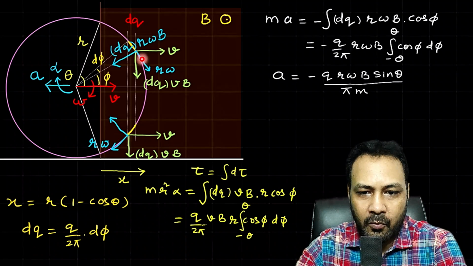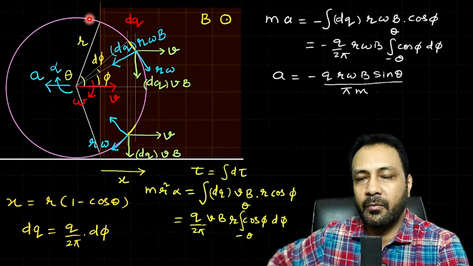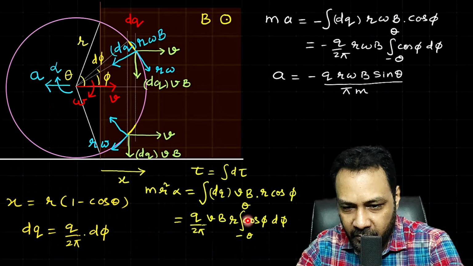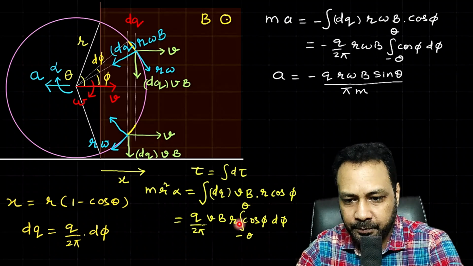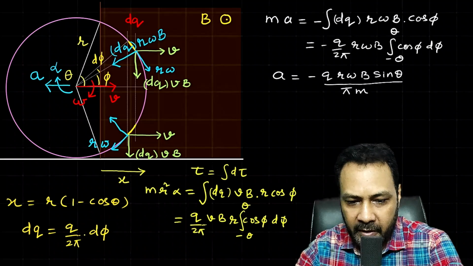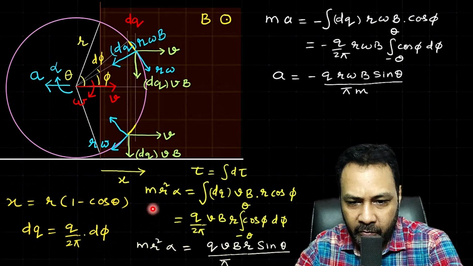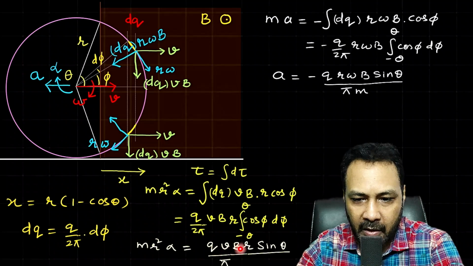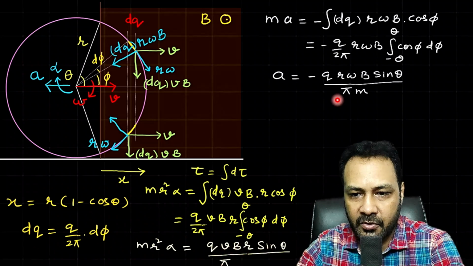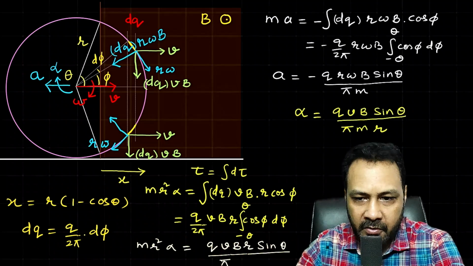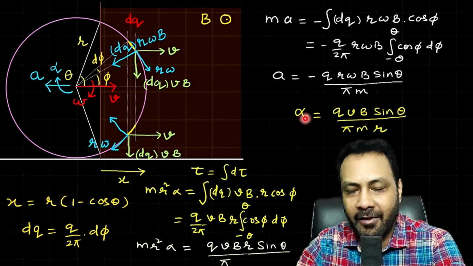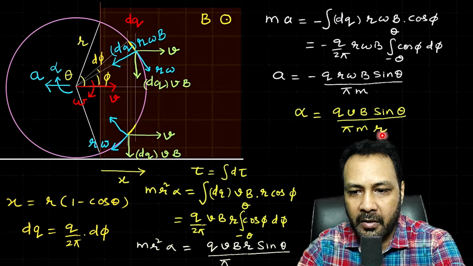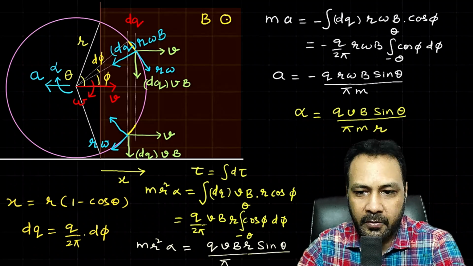here, the whole part of the ring that is within the magnetic field will be covered. So once again this integration will become 2 sine theta, and this 2 and 2 will cancel, so the integration will give from here m r square alpha, and this is q v B r sine theta by pi. So just rearrange here, so I'll get alpha is equal to q v B sine theta divided by pi m r. So that's what I've got.